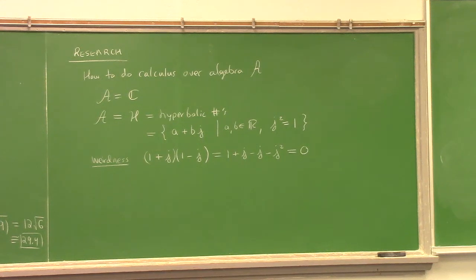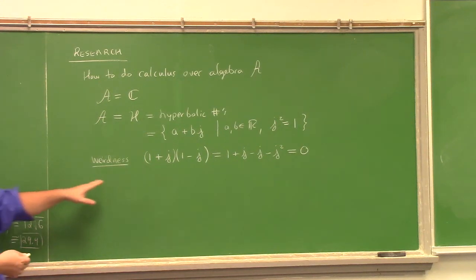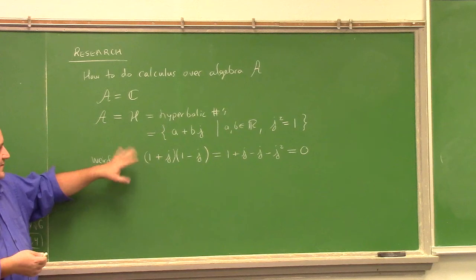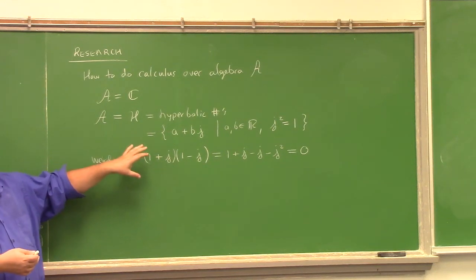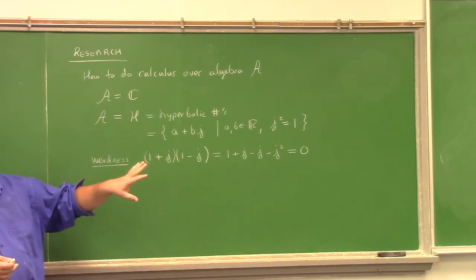Does that ever happen with real or complex numbers? No, never, right? There's no such thing as what's called a zero divisor. This does not happen. And this makes proofs of calculus in the hyperbolic numbers way, way more complicated.